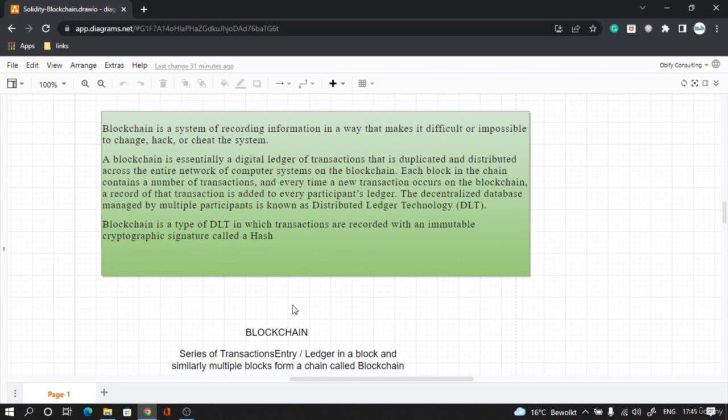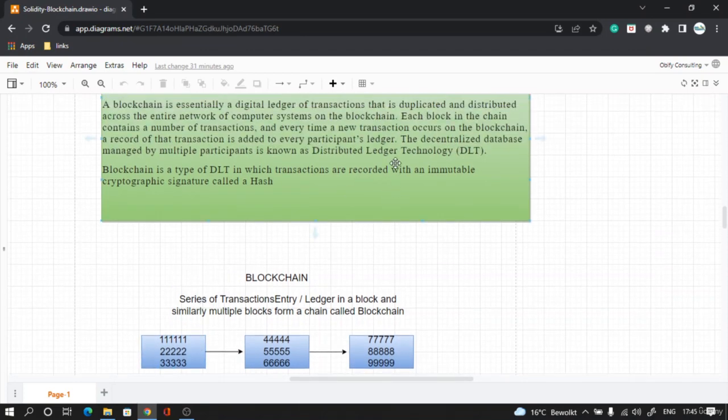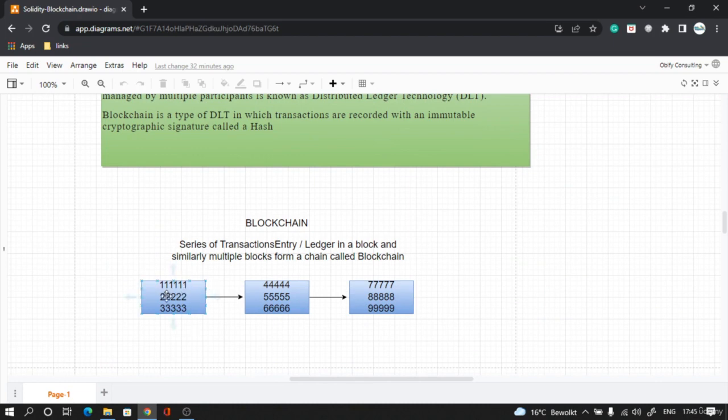So now, if any transaction needs to happen, it should first be validated with the other parties in the network, and only then will that transaction entry be added to the distributed ledger. Let's say one block is full, because every block has a limit on the number of transactions that can be added. Then a new block will be added and the next transaction will be entered in that new block.